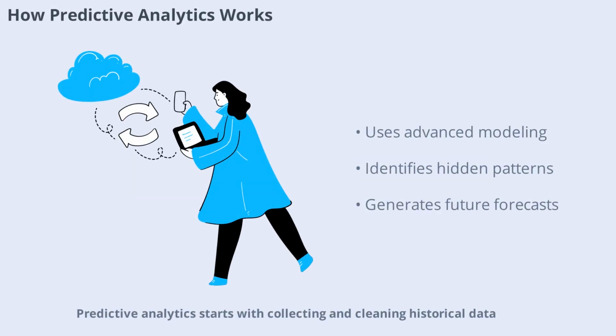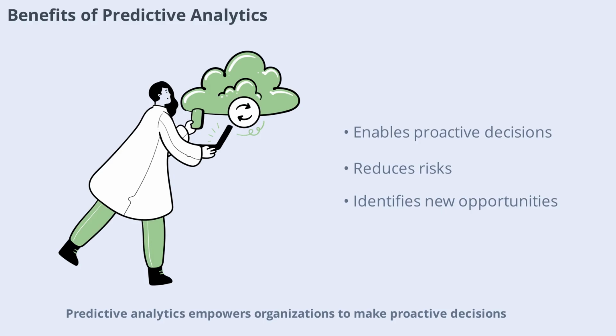Predictive analytics starts with collecting and cleaning historical data, just like descriptive analytics. However, it goes further by applying advanced techniques such as regression analysis, machine learning algorithms, and statistical modeling. These tools help analysts uncover hidden patterns and relationships in the data. By understanding these patterns, predictive analytics can generate forecasts, such as predicting customer churn or estimating future demand for a product.